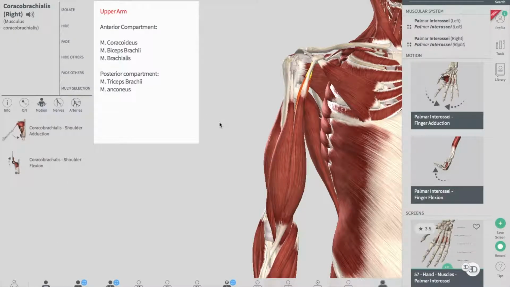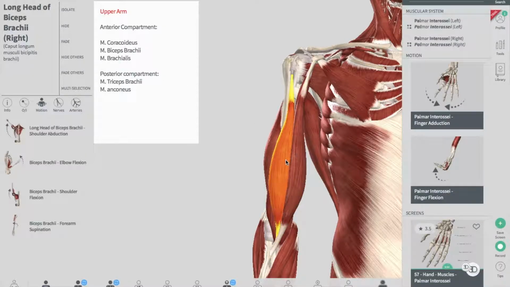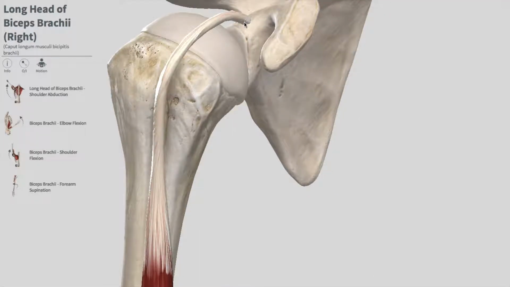All right, and the next one is a large muscle consisting of two heads called musculus biceps brachii. So the two parts are the long head and the short head. The long head is going to arise from the supraglenoid tubercle, as you see here, and it's going to pass through the cavity of the shoulder joint and then occupy the intertubercular groove.